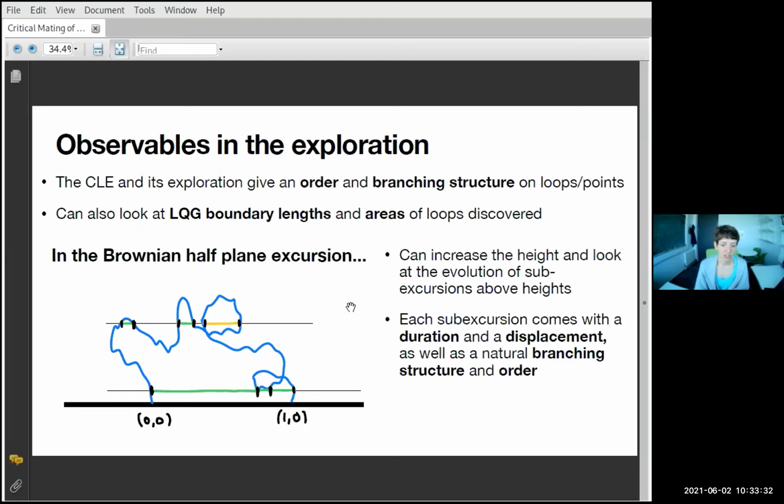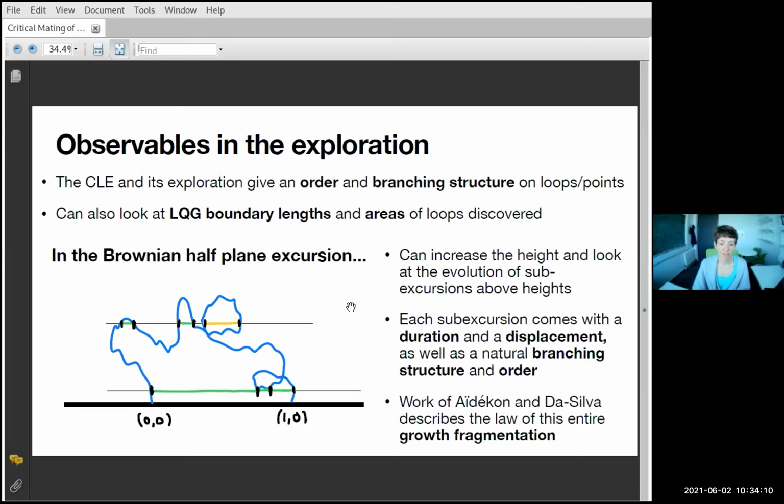And in this branching structure, there's a kind of obvious order to the branches just defined by the chronology of the Brownian path itself. So one sub-excursion will come before another if the Brownian path traversed that one first. So exactly the same as what I just described for the CLE4 and the Liouville quantum gravity, from your Brownian half-plane excursion, you can define a branching structure, an ordered branching structure, where along each branch you have a sequence of observables given by the displacements and the durations of these sub-excursions.